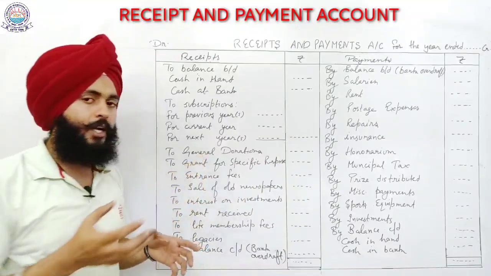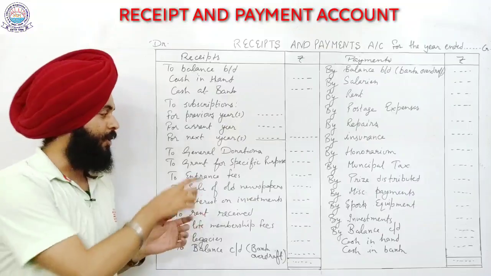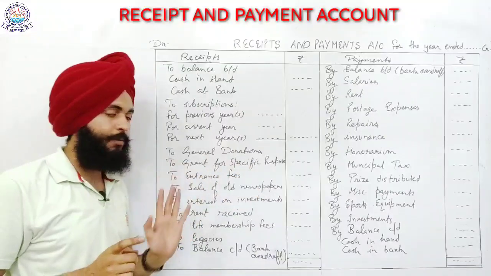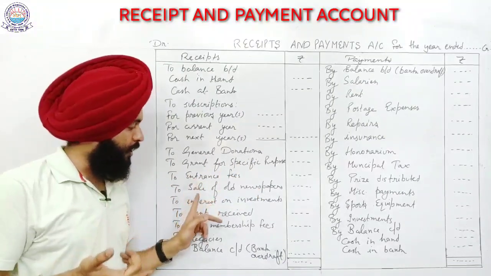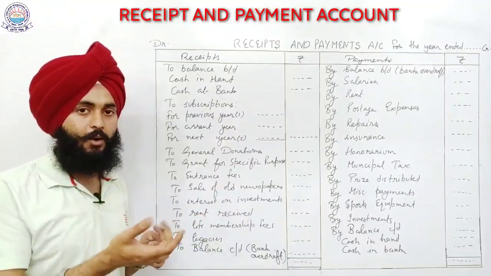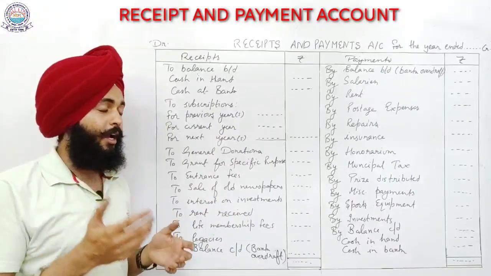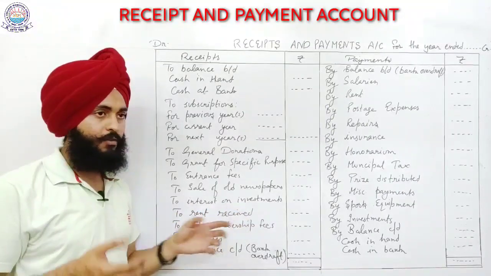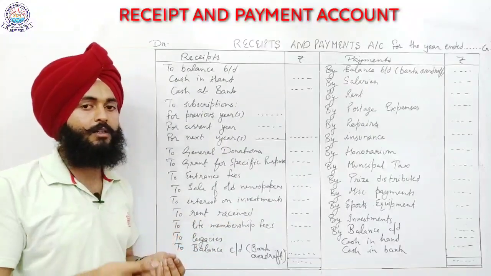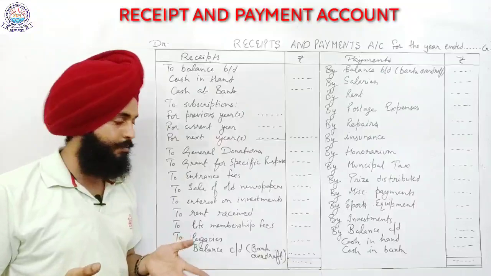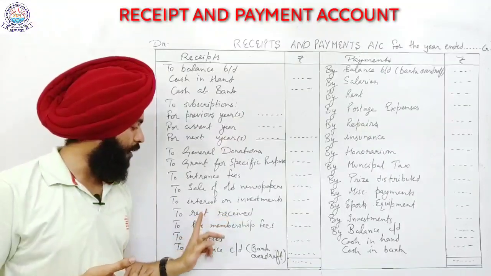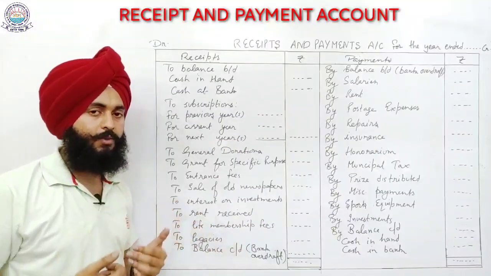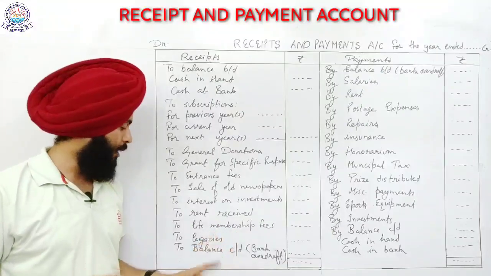Next, what kind of receipts can we have? As I told you before, a general donation, or it may be a specific donation, a grant for a specific purpose. Entrance fees are possible. Sale of old newspaper: we sell old newspapers, raddi, and we get some money. Next, interest on investment: we invested some amount and we get some interest on that investment, so this will be here. Rent received, we got the money. Life membership fee: we get life membership fee from a member.